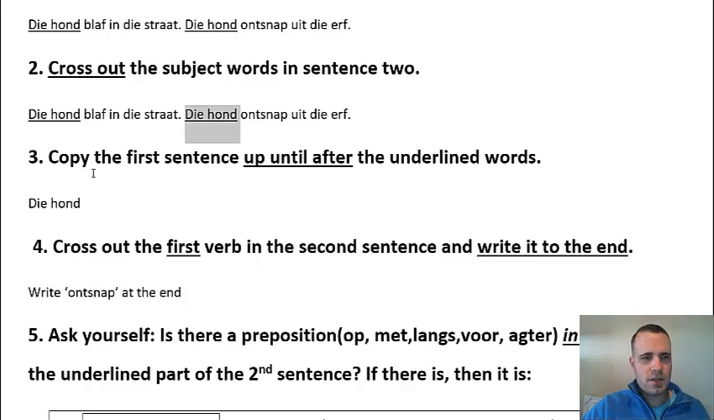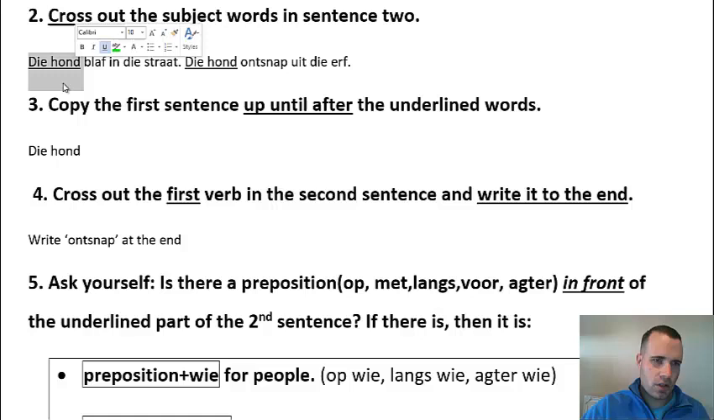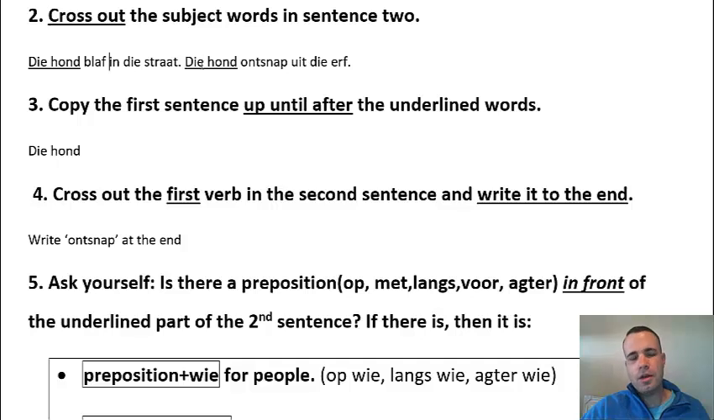Step number 3: copy the first sentence up until after the underlined words. So there's die hond. You're going to copy that sentence. That's you starting to write your answer now. Sometimes the repeated words will be at the end of that first sentence. Then you would copy around the whole sentence. There's nothing wrong with that. In this case, we have a little piece left there. That's fine. Just remember about that. I'll show you what to do now.